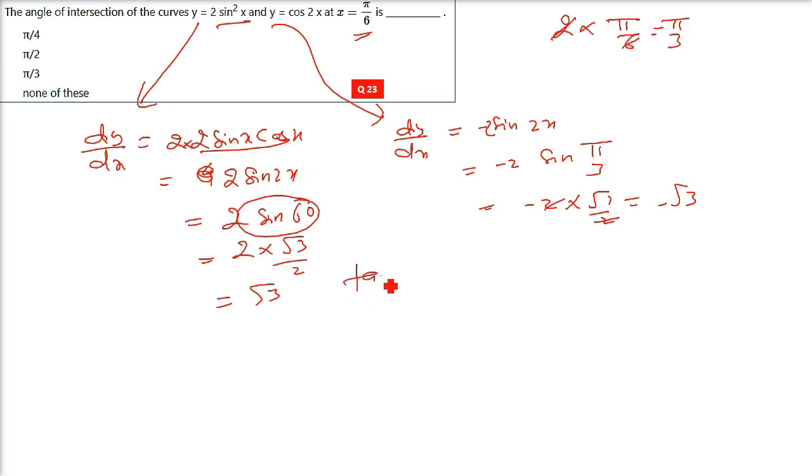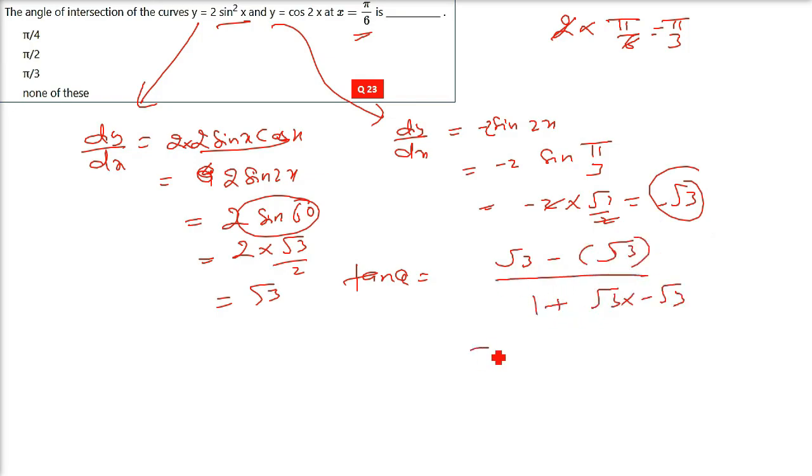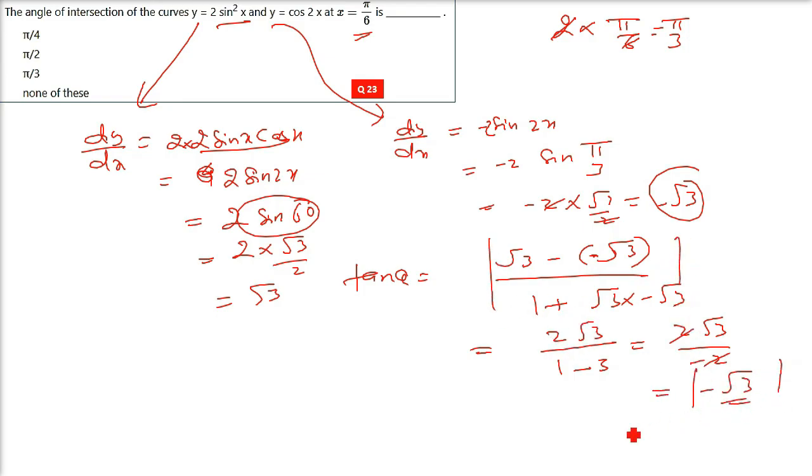So let me just write this one. m1 minus m2, so root 3 minus of minus root 3 divided by 1 plus root 3 into minus root 3. The numerator will give you root 3 minus minus is plus, so twice root 3. In the denominator you have 1 minus root 3 into root 3 is 3. So 2 root 3 upon minus 2. 2 gets cancelled. It is negative root 3. Is it okay? And negative root 3 you will not write, because tan theta is in the modulus. So tan theta is root 3 when? What will be the angle? It's tan pi by 3. The answer is pi by 3, 60 degrees.